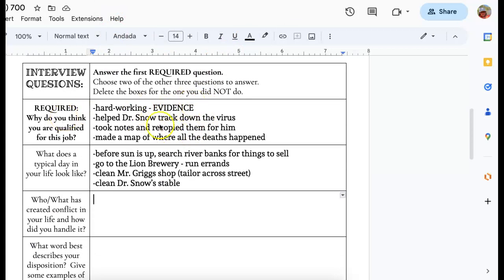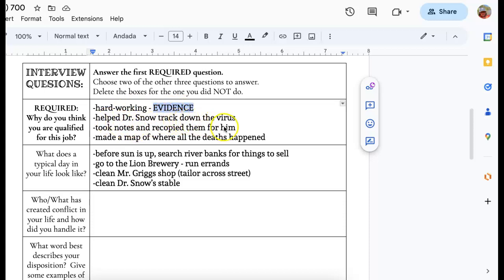So this is my notes. I just made some little bullet points of things that I did. You can see they're not in complete sentences. I wanted you to make sure that you're including evidence. So if I say my character's hardworking, I need some evidence that's going to back it up. Give me one example from the book that supports that. And then I listed some others.